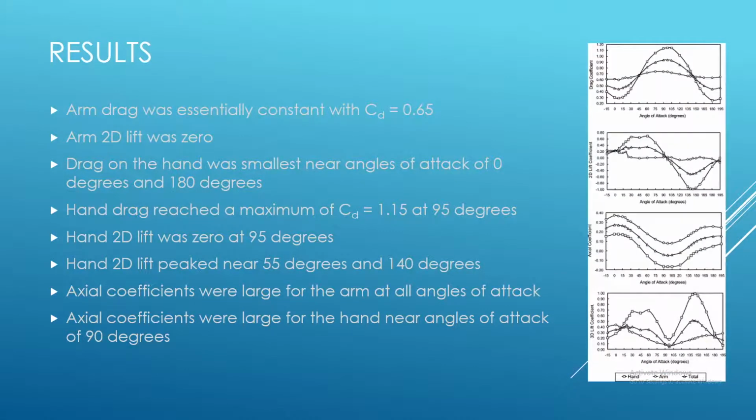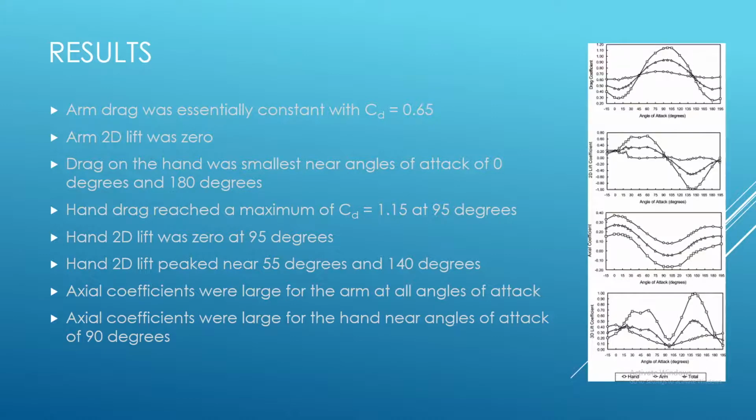So the results. The force coefficients were measured using CFD and calculated as a function of angle of attack. They showed expected trends that closely resembled the data collected in the previous studies that we discussed in the introduction. Arm drag was essentially constant with a CD of 0.65, and the arm 2D lift was 0. The drag on the hand was the smallest near angles of attack of 0 degrees and 180 degrees and reached a maximum of the CD equaling 1.15 at 95 degrees.